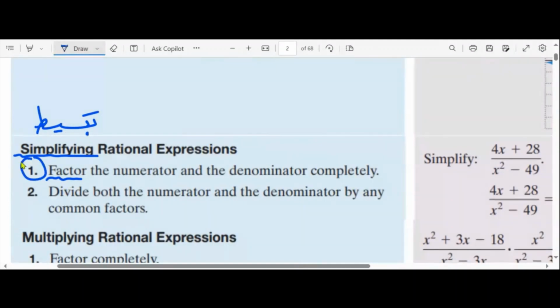So first thing you're going to do what? Factor the numerator and the denominator, both of them. Number 2, divide both numerator and denominator by any common factors. Okay?